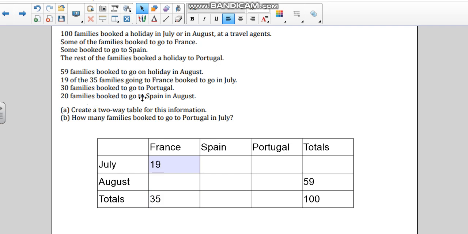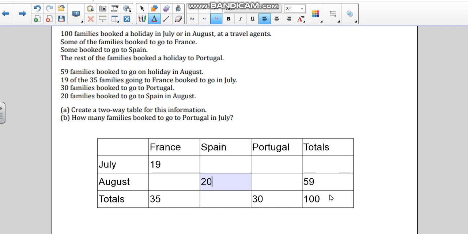30 families booked to go to Portugal. So Portugal's here. I need to put my 30 in here. And the last one, 20 families booked to go to Spain in August. So here's Spain, here's August. We'll put a 20 in here. Okay, so everything's filled in now. Okay, I'm just going to have a different colour. So I've just got to fill in the missing gaps.